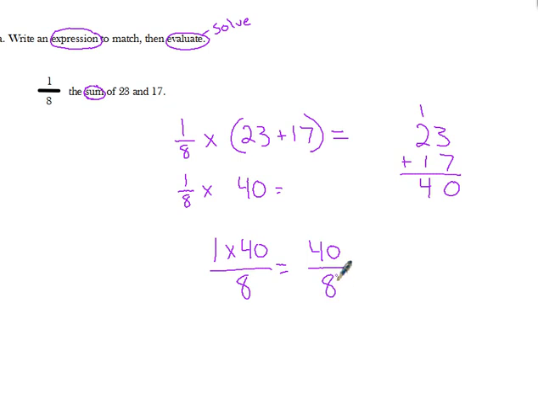Now I need to think to myself, how many 8s go into 40? And I know with my multiplication, if I multiply 8 times 5, I would get 40. So how many 8s go into 40? 5.